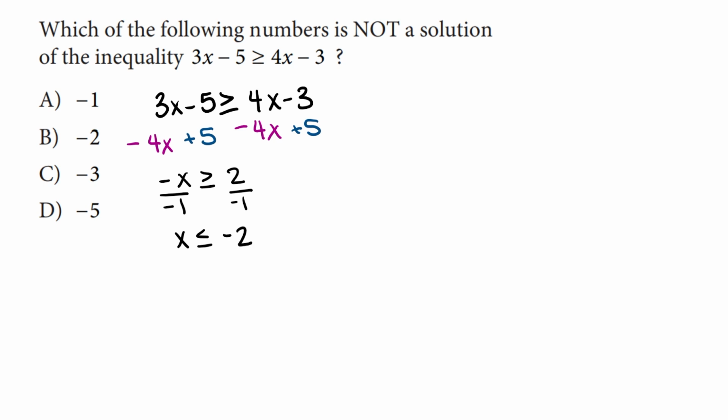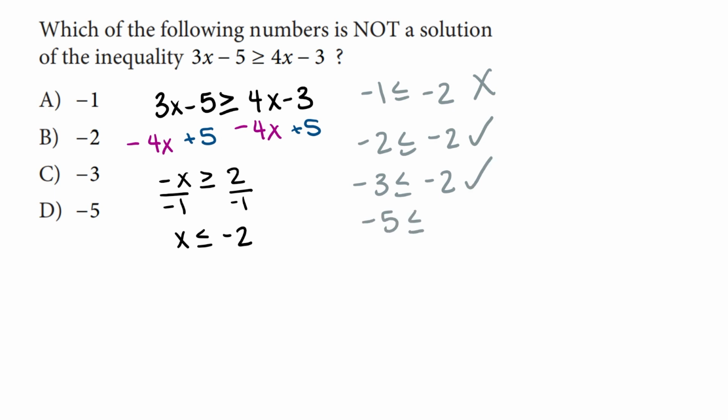So now we need to see which ones are true. Negative 1 is less than or equal to negative 2. That is not true. So A is most likely our answer because we are finding which is not a solution, and negative 1 is greater than negative 2, not less than negative 2. But let's check the others just to confirm. Negative 2 is less than or equal to negative 2. That's true. Negative 3 is less than or equal to negative 2. That's true. And negative 5 is less than or equal to negative 2. That's also true, which means A is our answer.